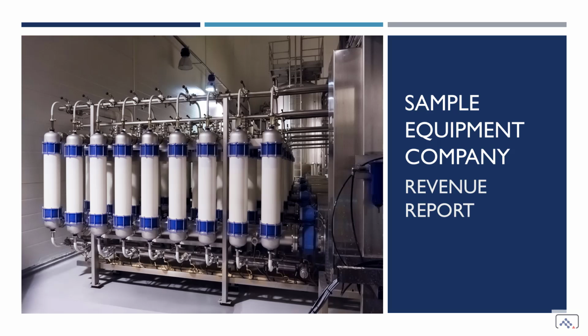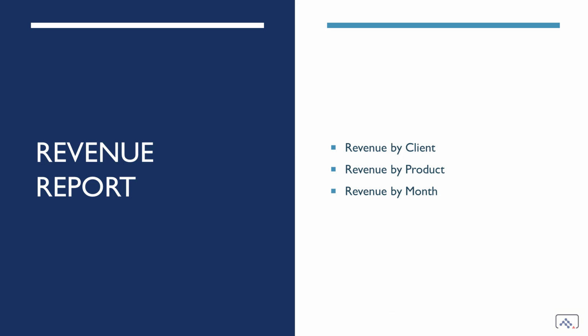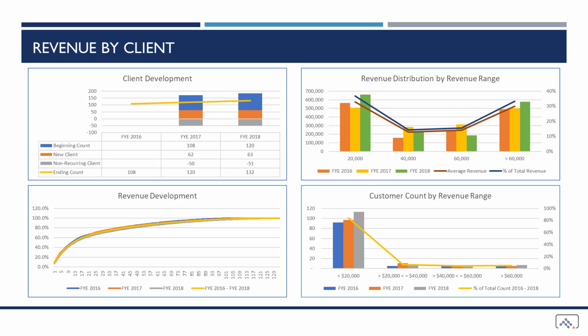In the revenue report, we'll present details to understand how the company generates revenues, the fundamental earnings stream. The company builds revenues by developing relationships with existing clients and by developing new client relationships each year. Revenue is shown here as distributed by revenue range.